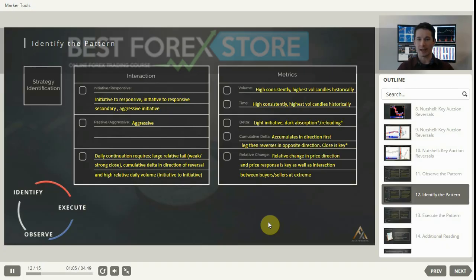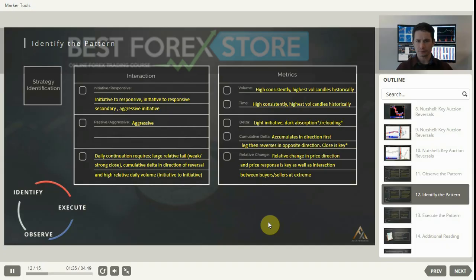Now, we spoke a lot about how we can identify the potential for a trade the following session. Bear in mind, there were two strategies, two variations. One is on the first day, and the second was on day 2. And we spoke about, ultimately, in order for there to be continuation on day 2, we require a large relative tail, in other words, a weak close or a strong close. We also require cumulative delta in the direction of the reversal, and then also a high relative daily volume.